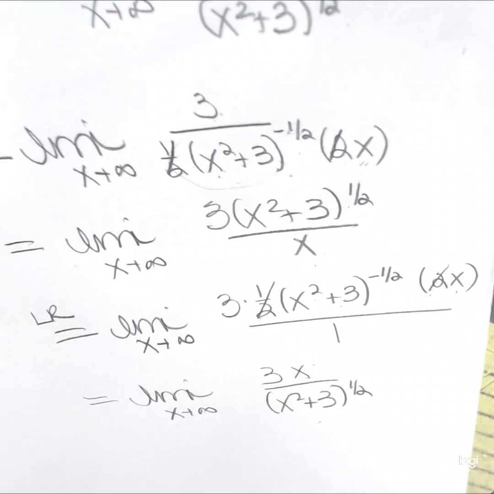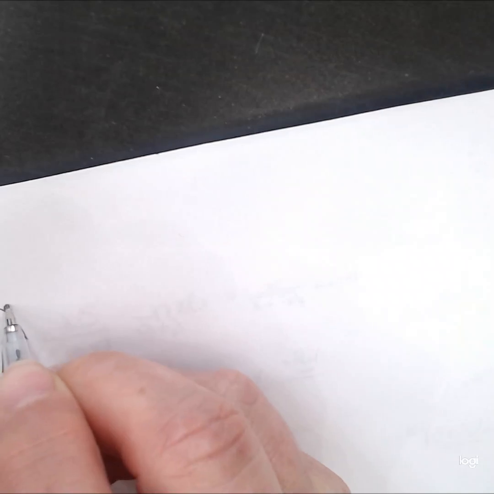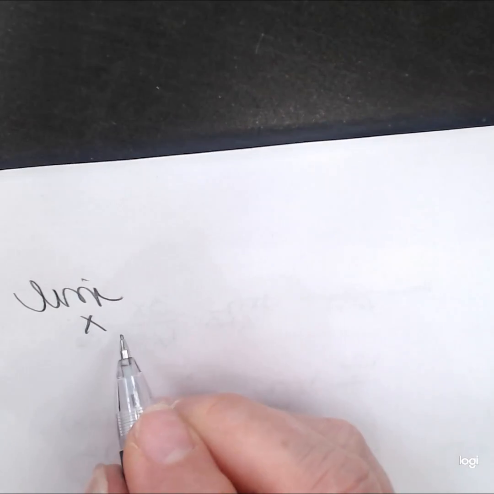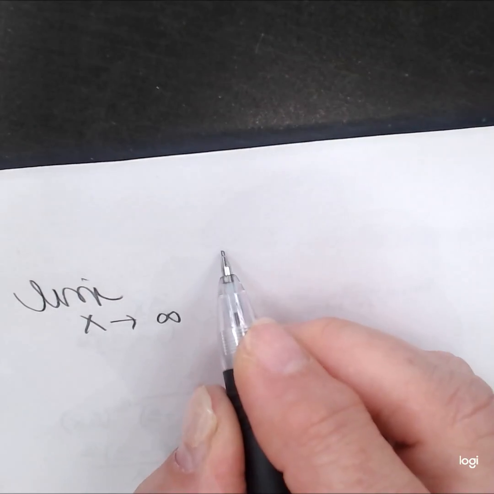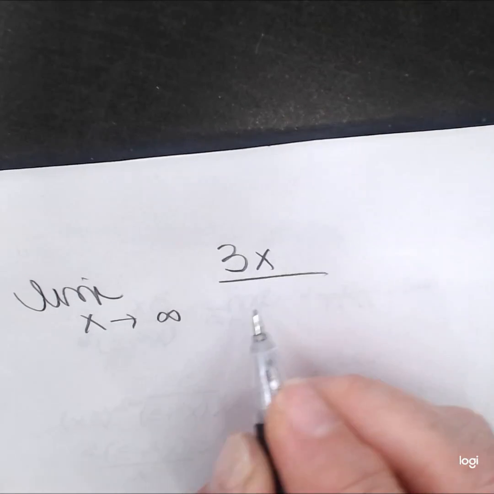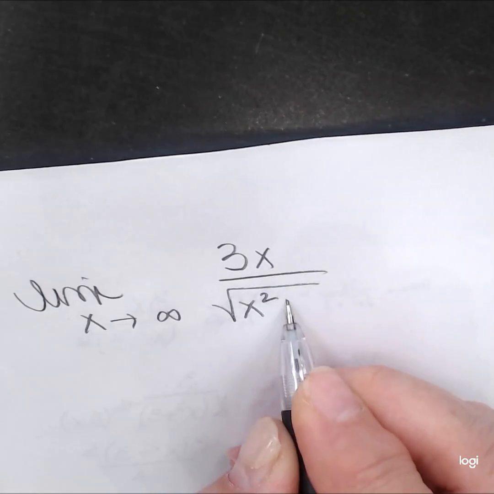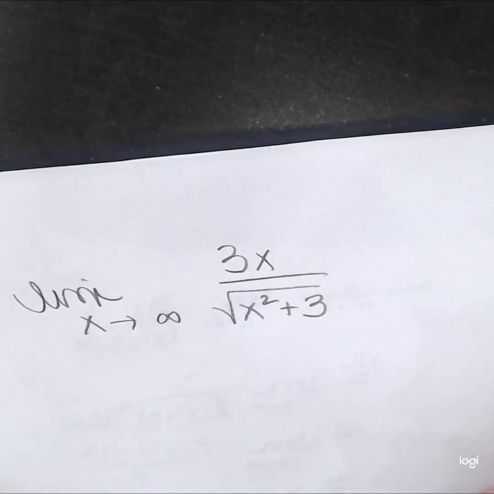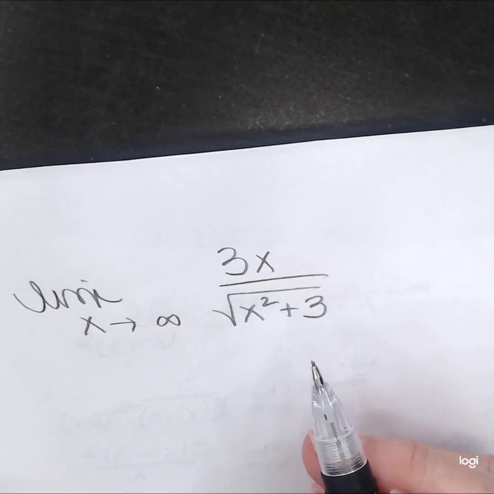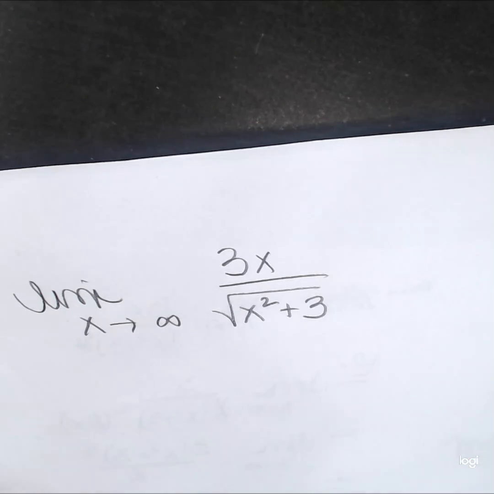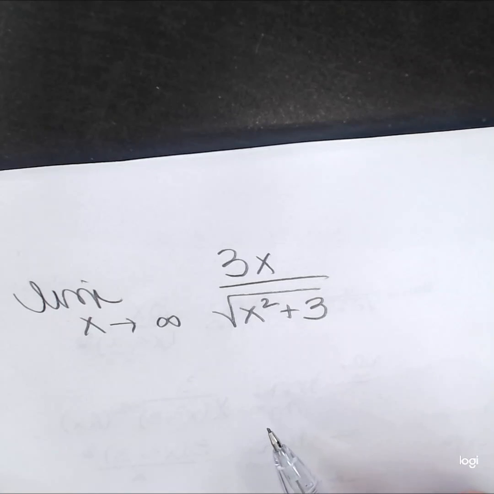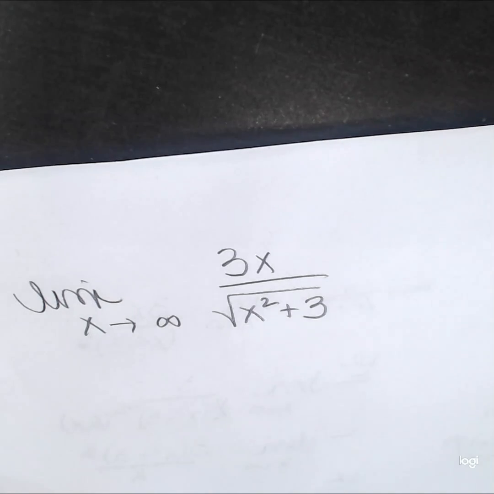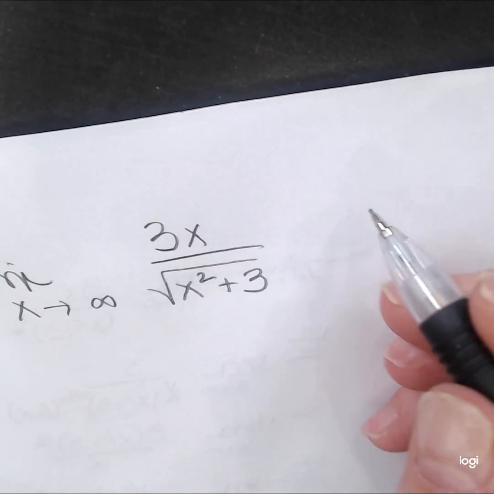So what is it we have to do on this one? Well, I'll show you. Let's look at this one more time and take the limit as x approaches infinity of 3x divided by the square root of x squared plus 3. If we remember back when we did limits the first time, this is still infinity over infinity, an indeterminate form, but we know L'Hopital's rule won't work here. So what did we do instead?